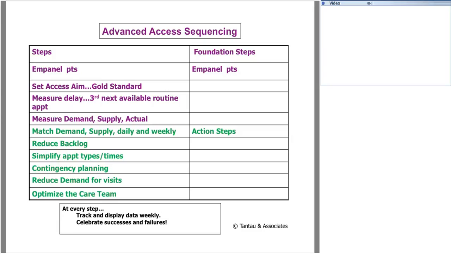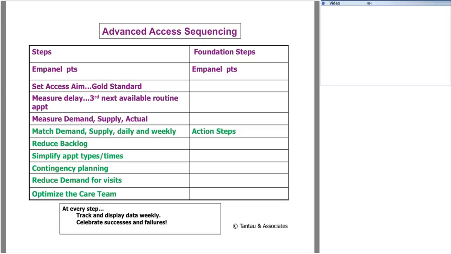I want to be respectful of your time, but let me quickly bring this to your attention. This is a potential table for sequencing your advanced access project: to impanel your patients, to set an aim or a gold standard, and to do your measurements, like delay, demand, supply, and so on, all the things we've talked about. And then these are the 6 high leverage changes that we're going to go into great detail about over the next 6 or 7 weeks or so.